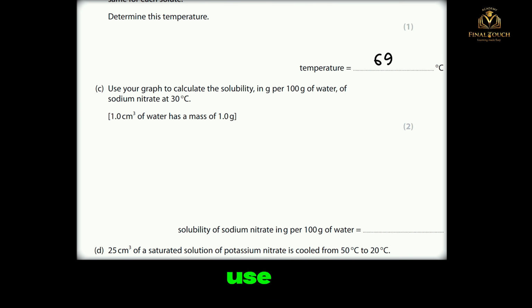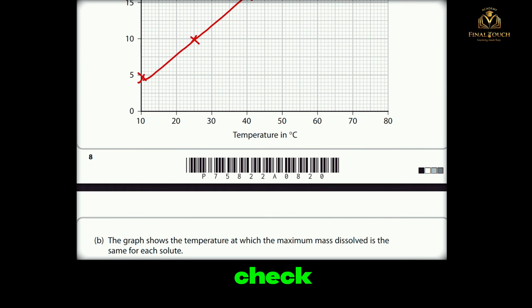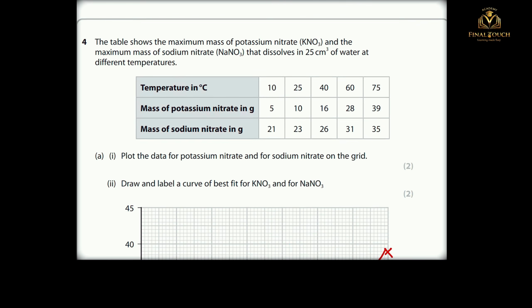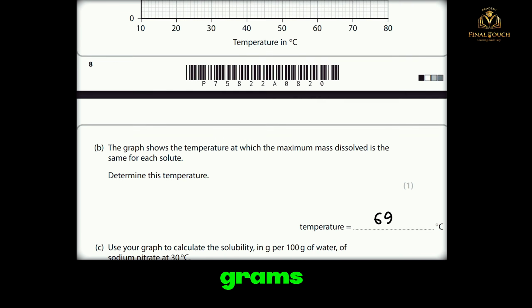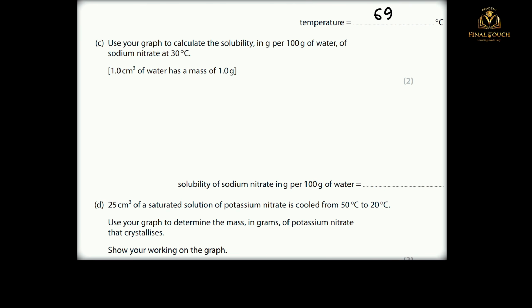So moving on to the next one, use your graph to calculate the solubility in grams per 100 grams of water of sodium nitrate at 30 degrees Celsius. So if we check the sodium nitrate graph, which is the blue one, at 30 degrees Celsius, it's here. So if we were to extrapolate this line, we end up at somewhere around 24 grams.